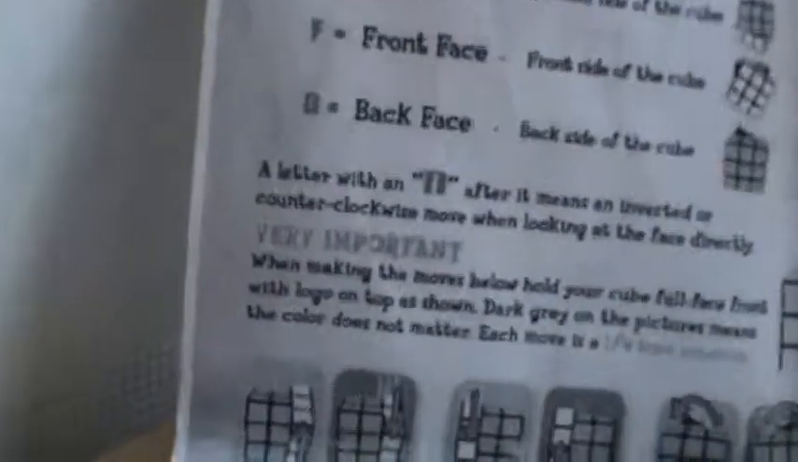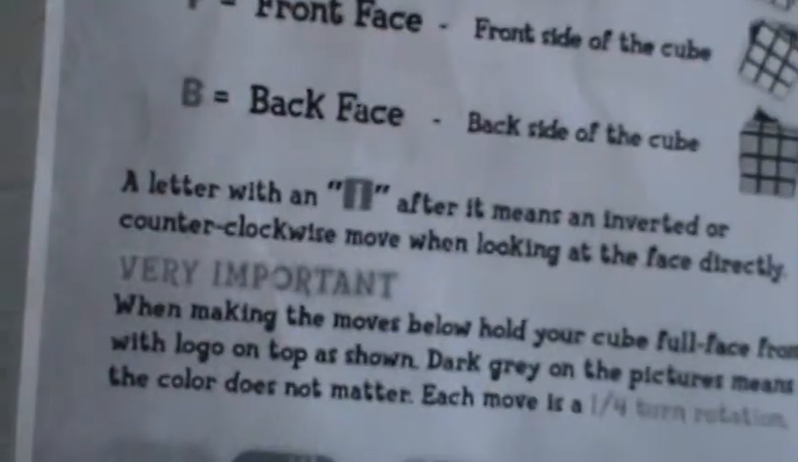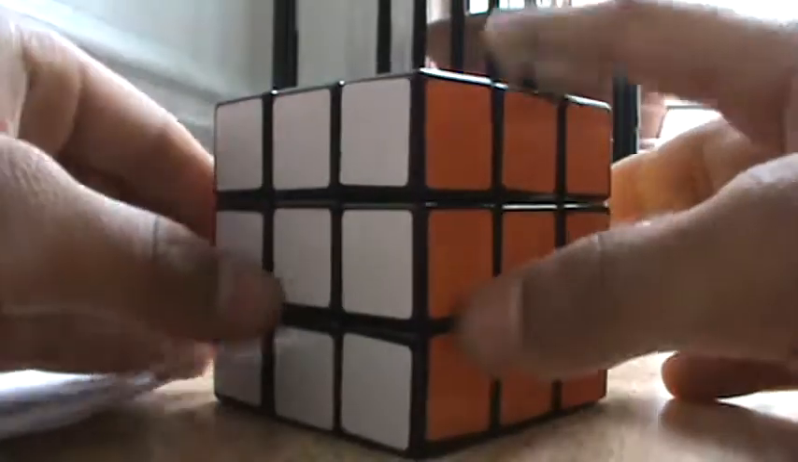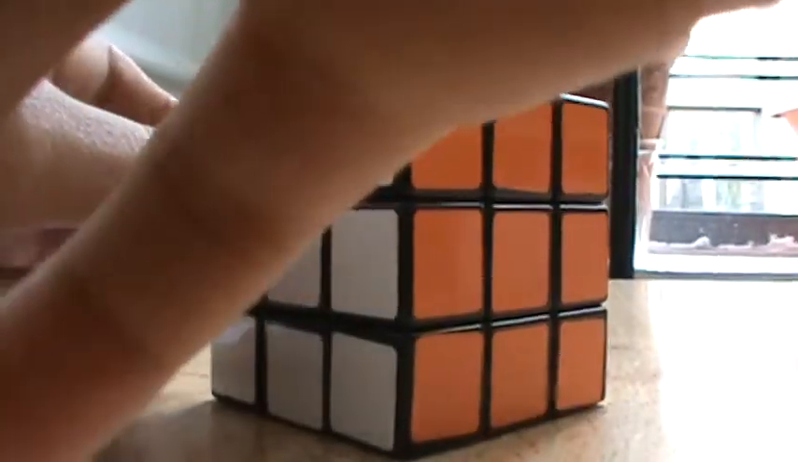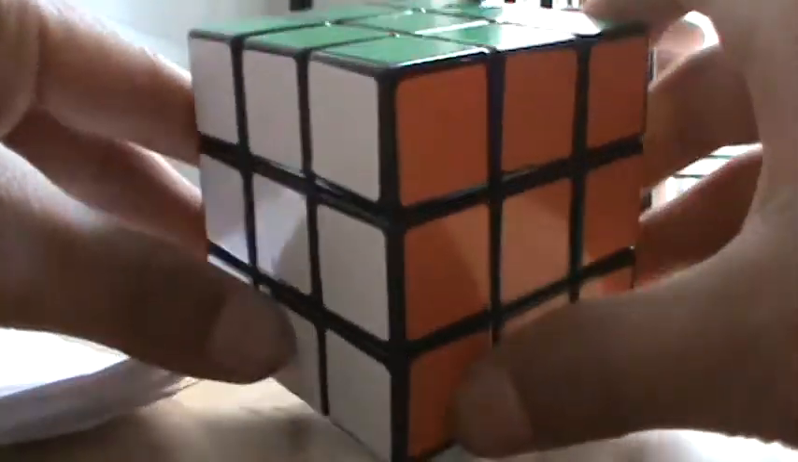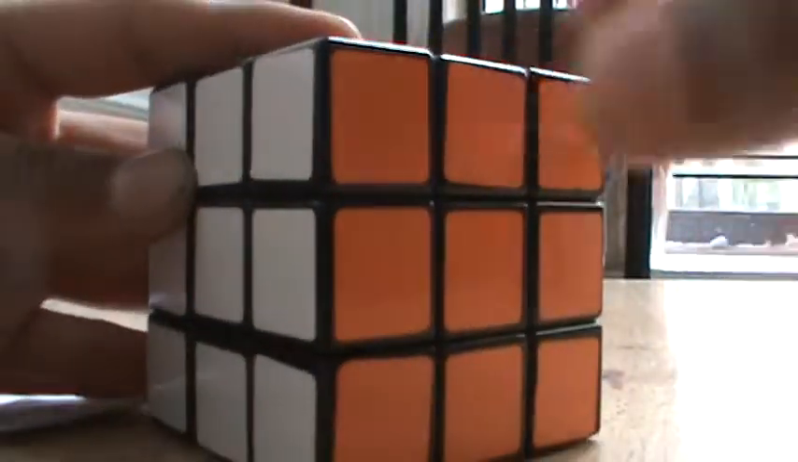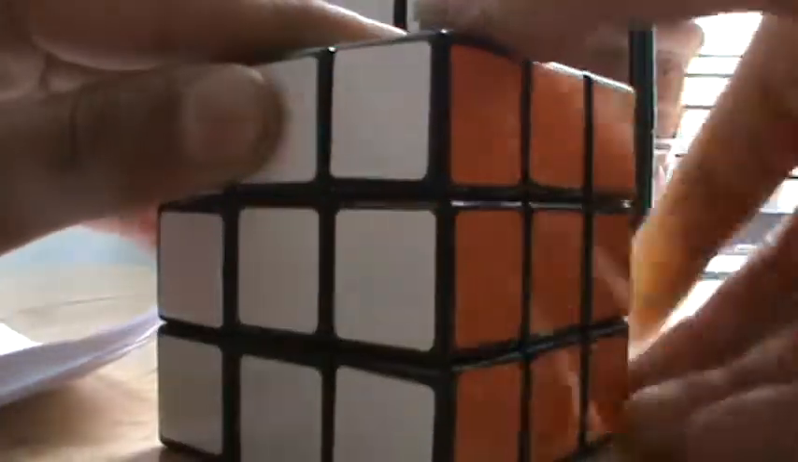Now back, look at what the guy says. A letter with I after it means inverted or counterclockwise move when looking at the face directly. You might be like, what is that? It means, let's do R. You know how R is clockwise, so it goes this direction? If you say RI, then it goes in this direction.